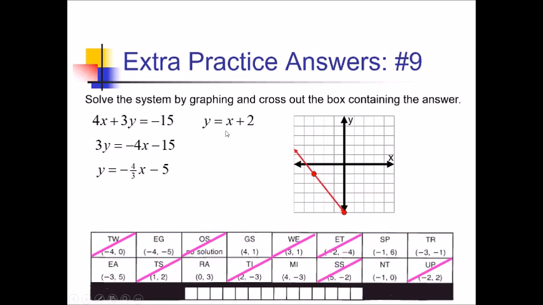Now for this next one, this one's actually not so bad. We have a y-intercept of 2 right there. And there's an invisible 1 next to the x, so that's a slope of up 1, right 1. And draw the line. And we can see that we're crossing at this spot at (-3, -1), which is giving us this TR box that we can cross off.